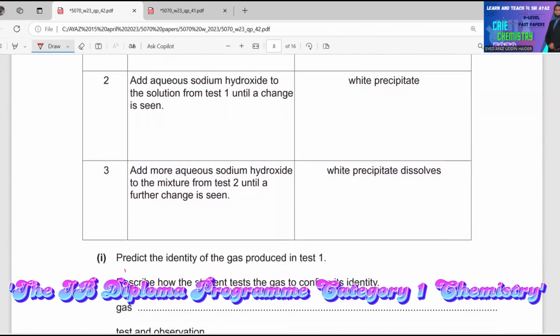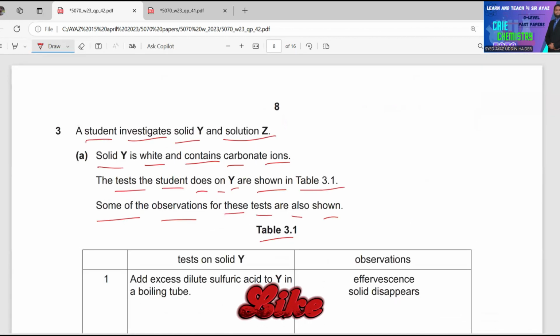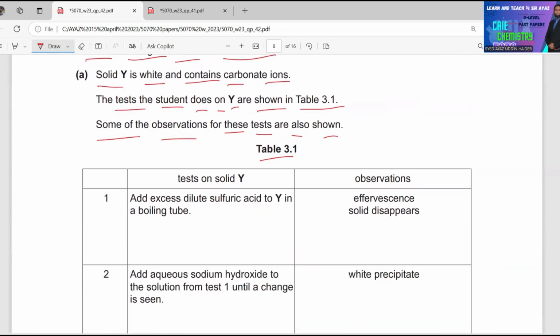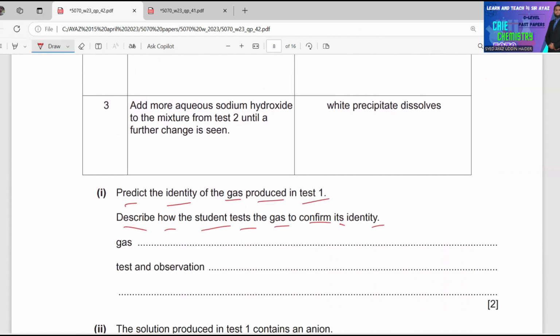So number 1, predict the identity of the gas produced in test 1. Describe how the student tests the gas to confirm its identity. If you look at this, you are adding excess sulfuric acid to Y in a boiling tube, and we see effervescence. It must be due to CO2. Why? Because Y contains carbonate ions, mentioned in the question. That's why the effervescence is produced due to carbon dioxide. So you write carbon dioxide or CO2.